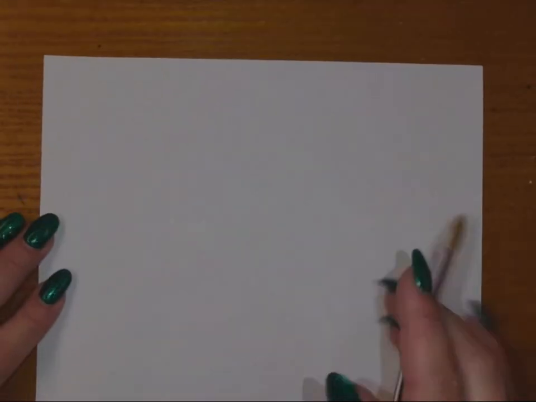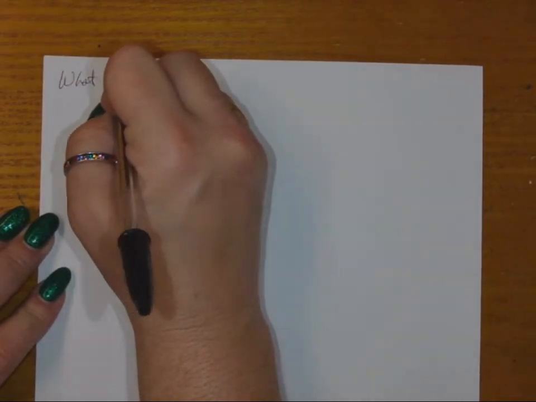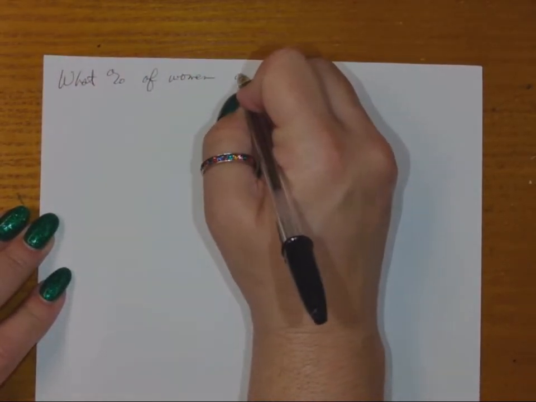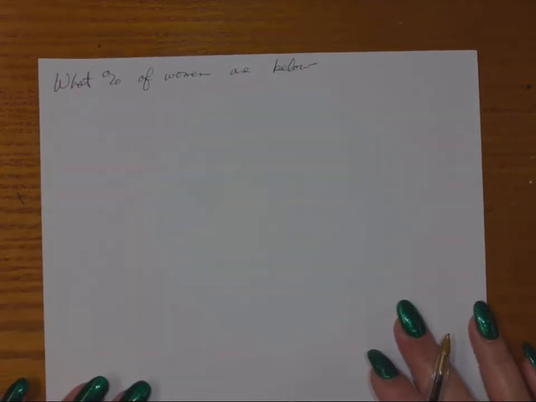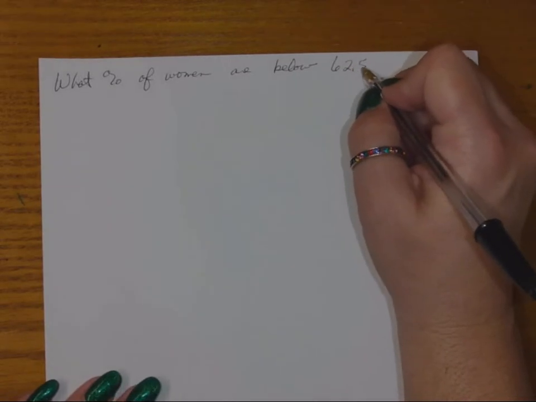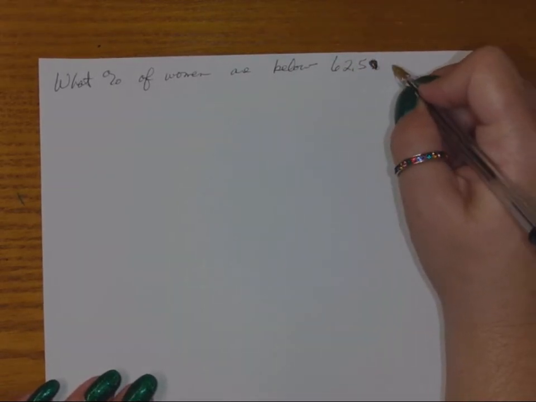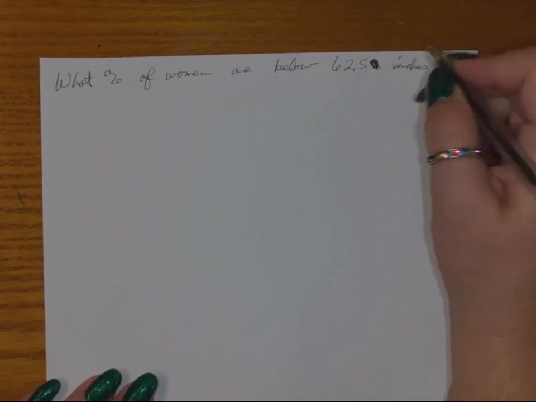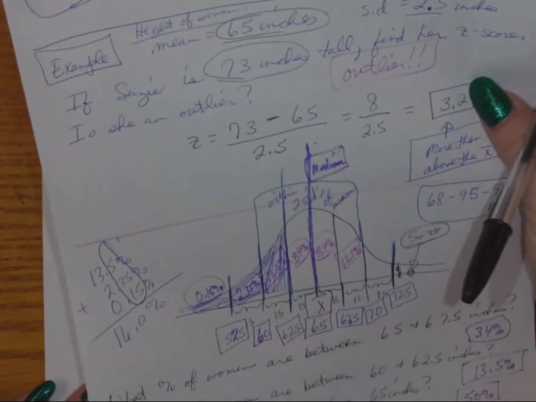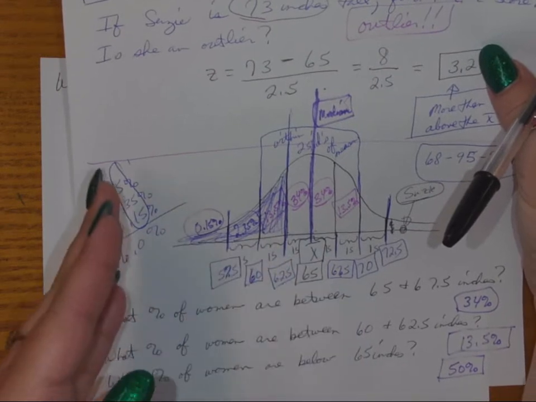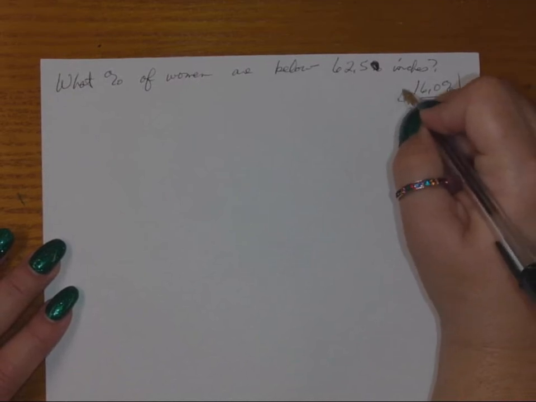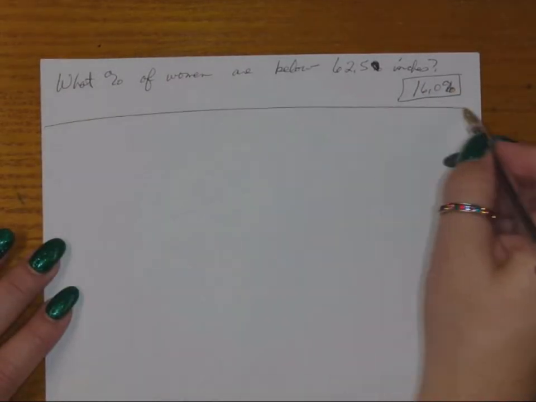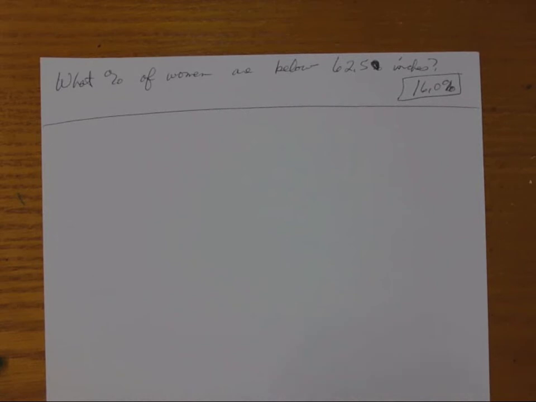So here's the question: what percentage of women are below? For instance, the one that I just did was 62.5 inches. Well, we did that math. It was this one right here. 62.5 inches. It was this arithmetic right here. 16.0%. Okay, that's lovely. That's all nice and good, but that fell on a standard deviation.